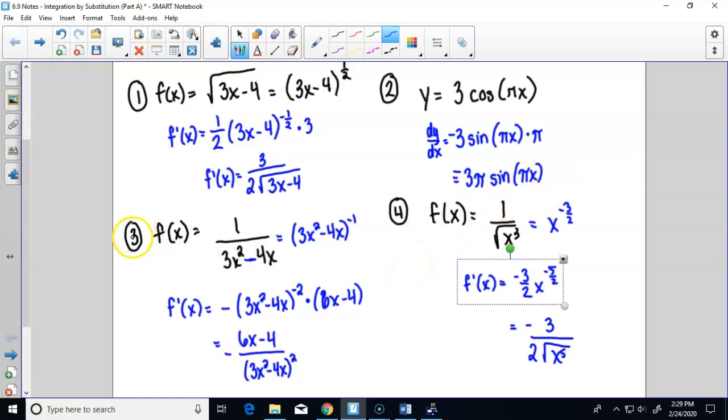Okay. Number 3, you could use the quotient rule to do that, but it is not the most effective use of the quotient rule because you've just got a coefficient in the top there. So what I would suggest instead is you could write this as 3x squared minus 4x to the negative 1, and then you could use the chain rule on this one as well. So you have negative times 3x squared minus 4x to the negative 2 times the derivative of the inside, which is 6x minus 4. And then I just sent the negative exponents back to the bottom.